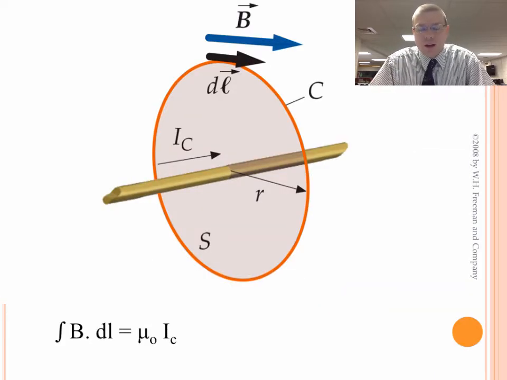So the way we write Ampere's law is the integral of B dot dl equals mu zero I_C, I_C being the current that penetrates through that area. You can see that B and dl are in the same direction up at the top there.